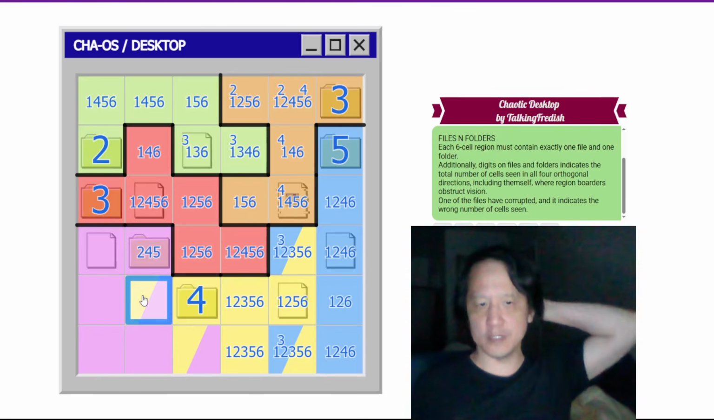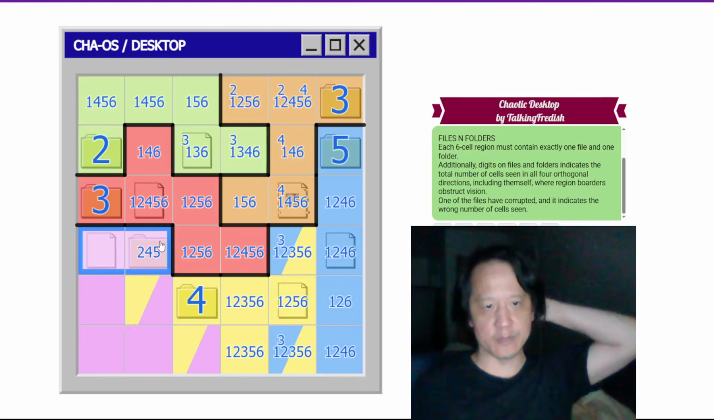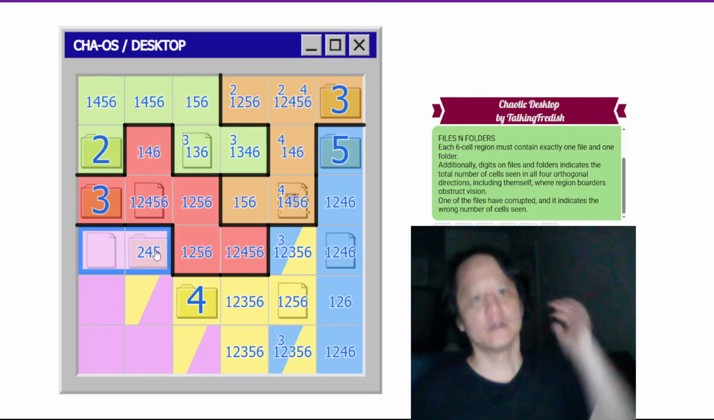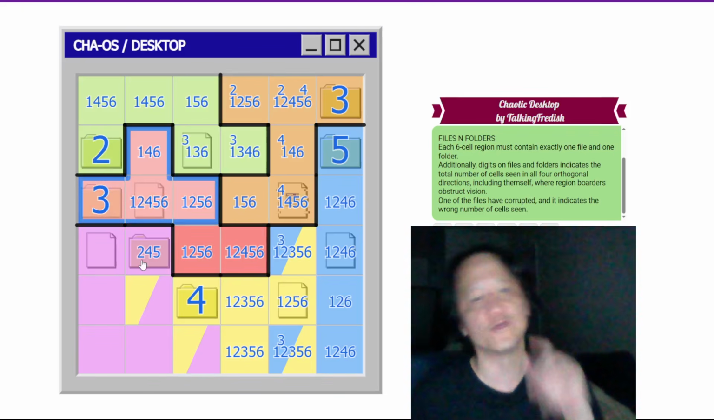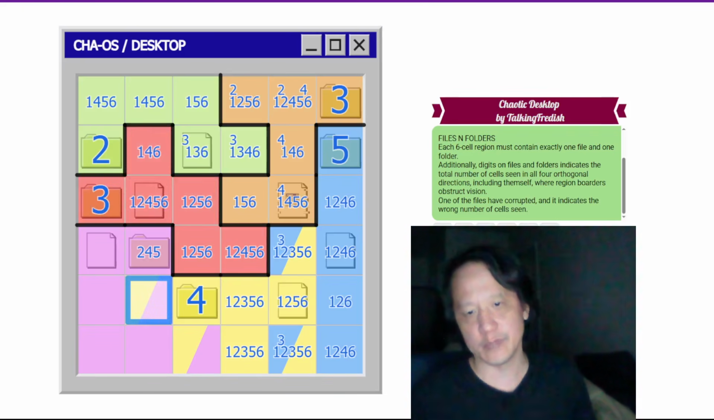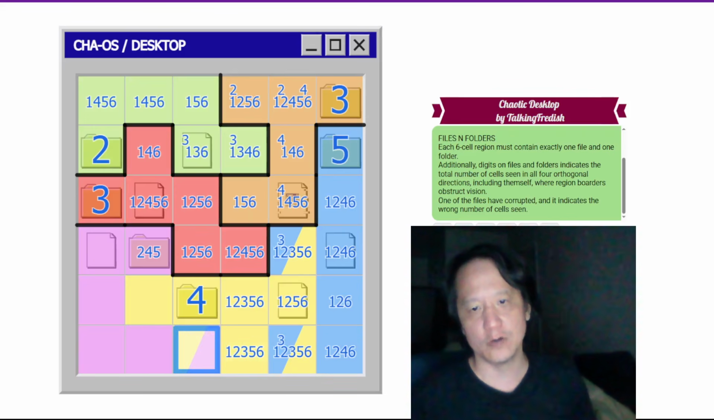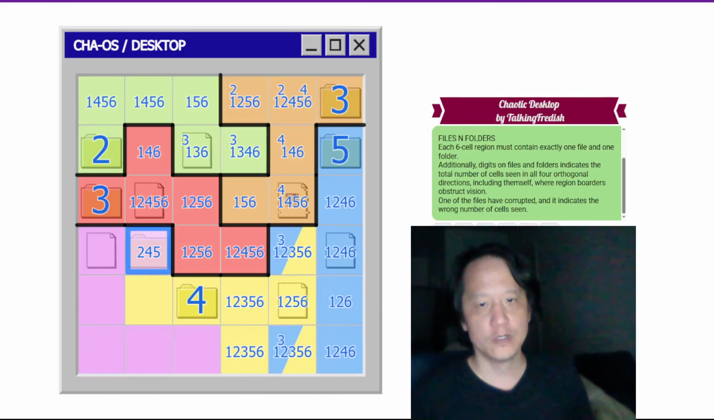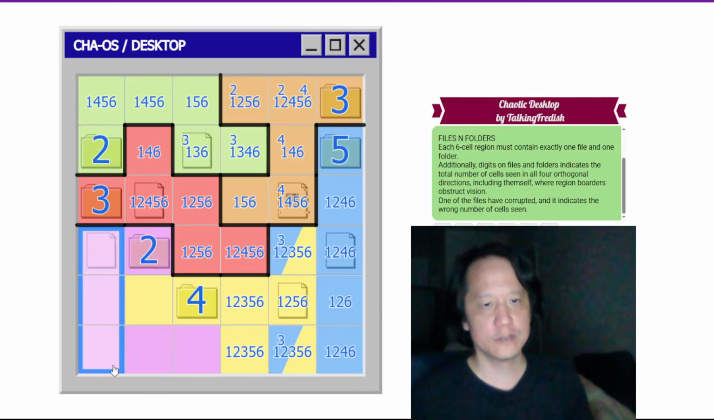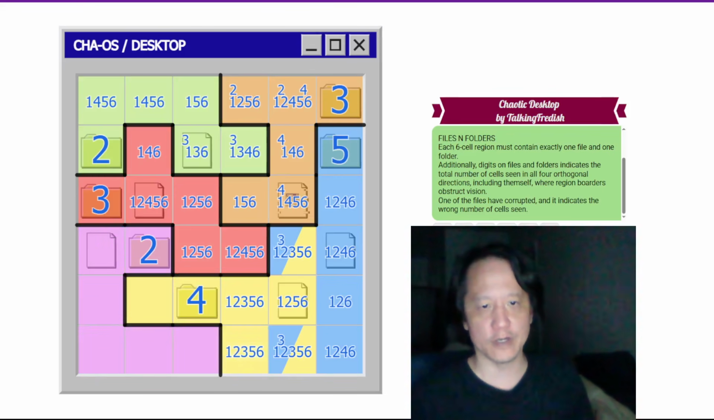If pink is here, these would both see the same cells, and this would have to be corrupted. So this couldn't be corrupted, but it would also see 4 cells. So pink cannot be here in that case, which means this is yellow. There's no yellow here. This is pink, pink, pink. So this sees 2 cells. So this is done as a region there.